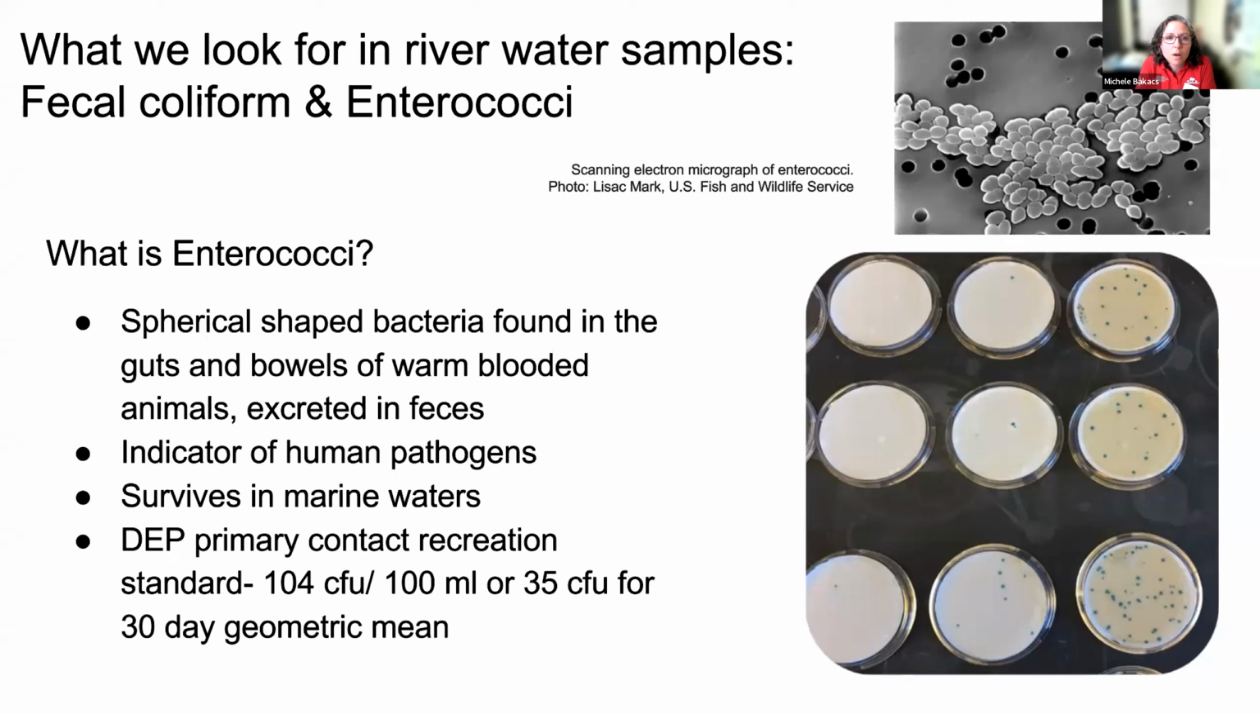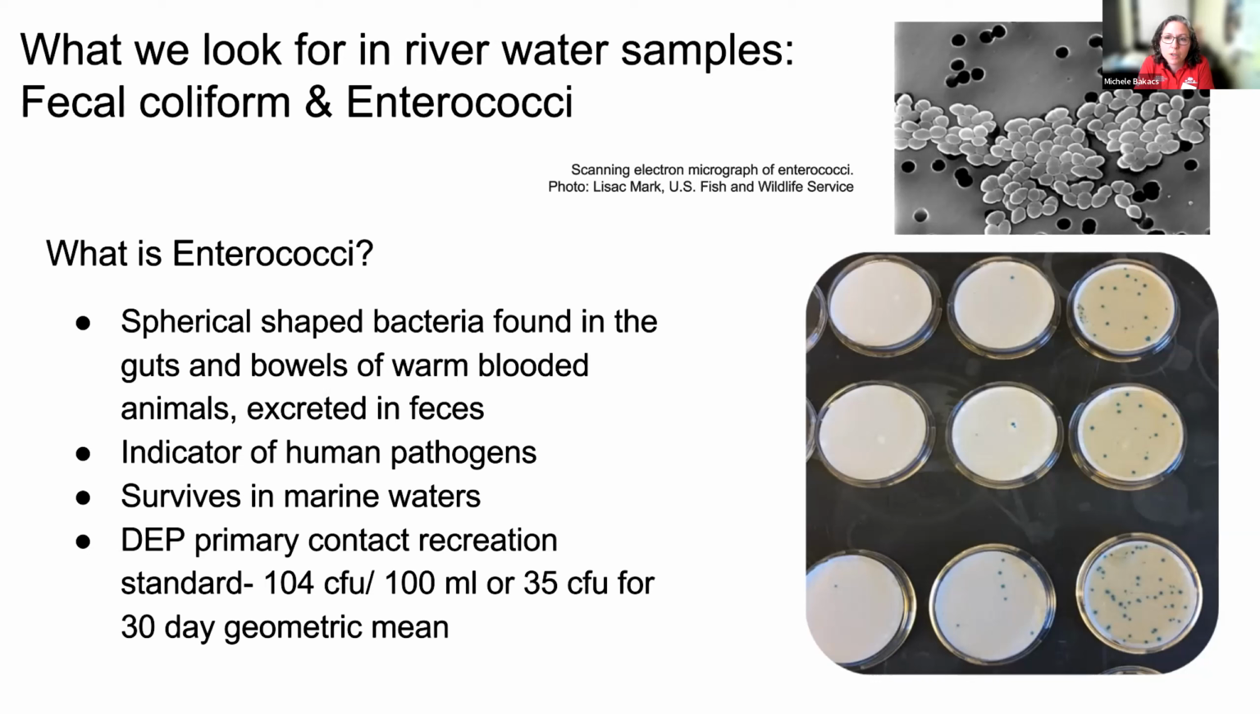So what we look for in our river water samples, we're sampling for fecal coliform and also Enterococci. So if you're thinking that that sounds a lot like poop, it's because it is. Essentially what we're looking for is pathogens in the waterway. So when we take our water samples, what we're looking for is an indicator that there might be pathogens in the waterway. Okay, so what is specifically Enterococci?